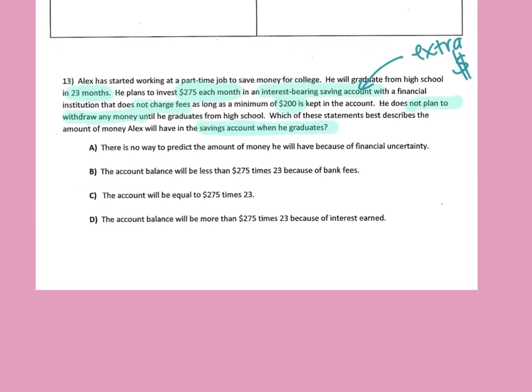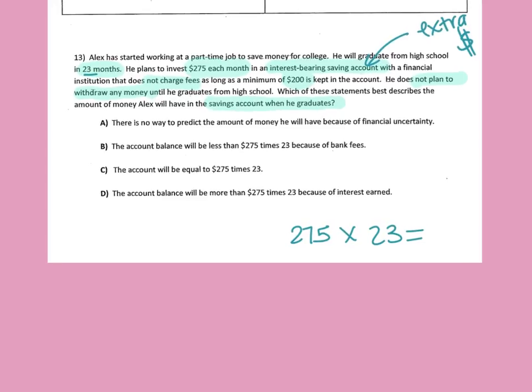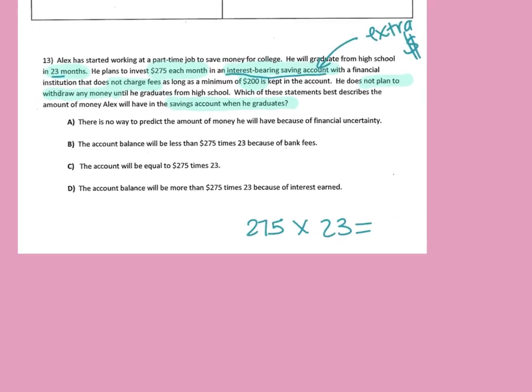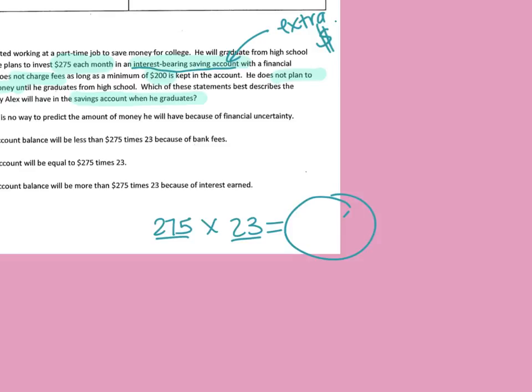So he's saving $275 every month, and he's going to do that for 23 months. Okay? But on your worksheets that you guys got, it didn't say anything about interest. This problem says it's interest bearing. So that means 275 times the 23 months is what his account will be. But since there's interest bearing, there's going to be extra money added to that. Okay, so it's going to be that plus interest.